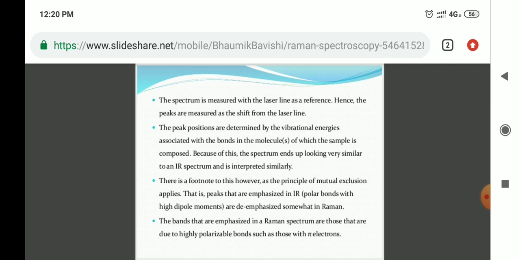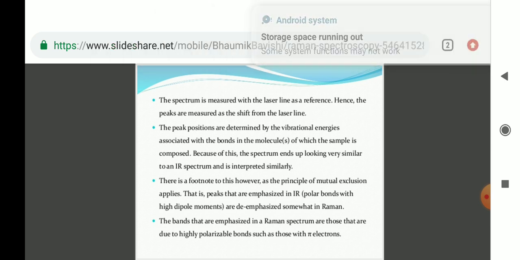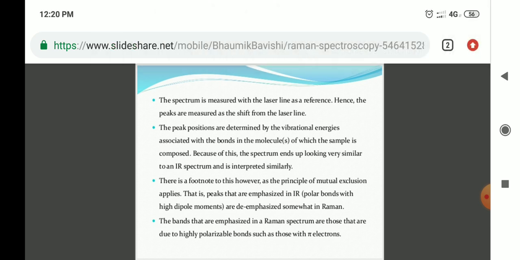The spectrum is measured with the laser line as a reference, hence the peaks are measured as the shift from the laser line. The peak positions are determined by the vibrational energy associated with the bonds in the molecules of which the sample is composed. Because of this, the spectrum ends up looking very similar to an IR spectrum and is interpreted similarly.